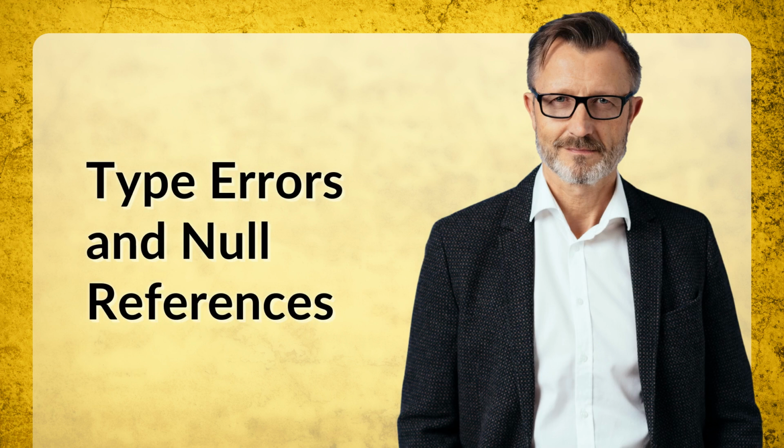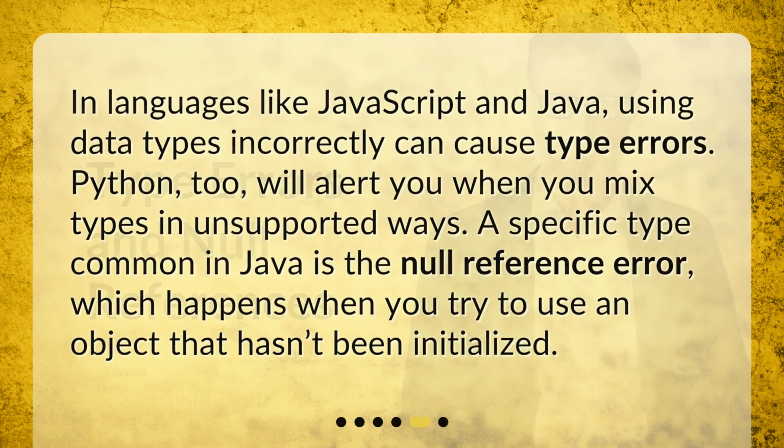Type errors and null references. In languages like JavaScript and Java, using data types incorrectly can cause type errors. Python, too, will alert you when you mix types in unsupported ways. A specific type common in Java is the null reference error, which happens when you try to use an object that hasn't been initialized.